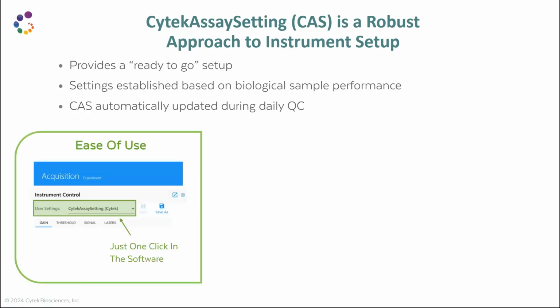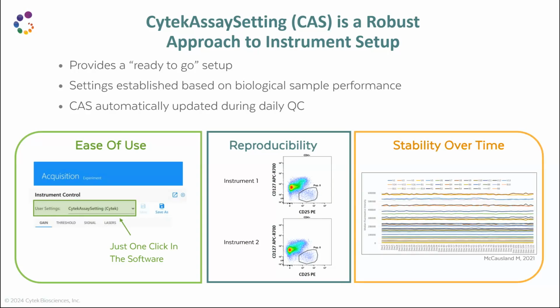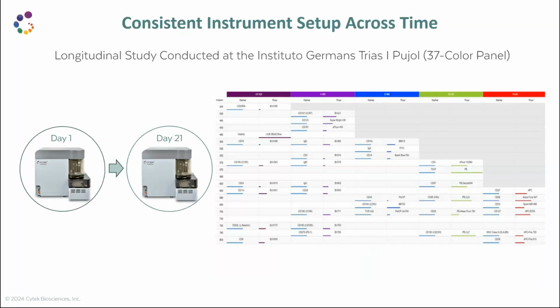That's great for ease of use. You need to just click on Cytek assay settings and start acquisition. It's great for reproducibility, as we will see across instruments, days, and platforms. And finally, that's what provides stability over time in your measurements because of the update based on the daily QC and instrument performance. First, showing you across days.